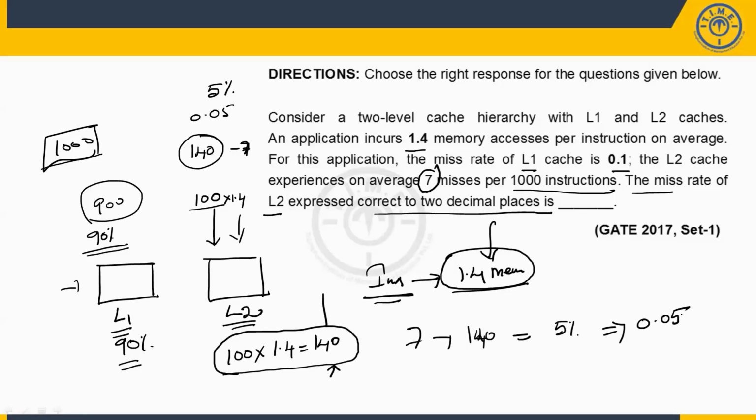Clear? Yes or no? Balaji, Ravi? Clear, sir. Ravi, you there? Yes, sir.